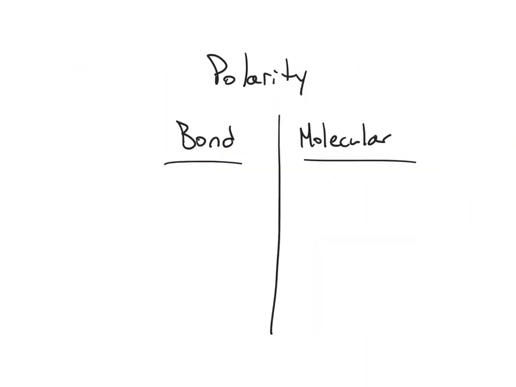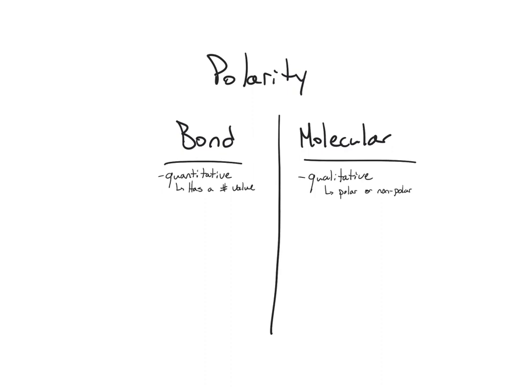So here's the last slide, and it's a summary slide. Polarity can be described using the bonds or the molecule. First of all, bond polarity is quantitative and molecular polarity is qualitative. Qualitative means that it has a number value. Quantitative means it's either just polar or nonpolar.